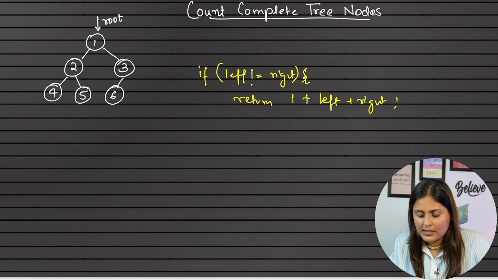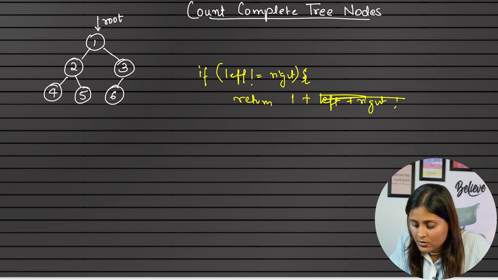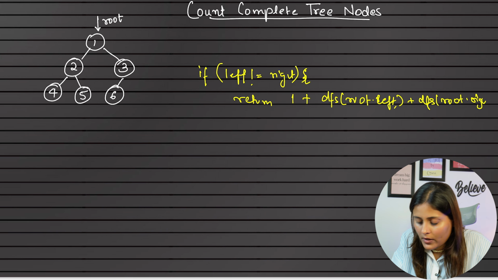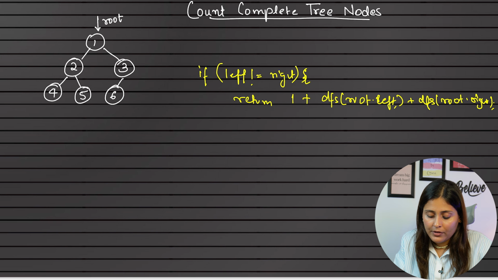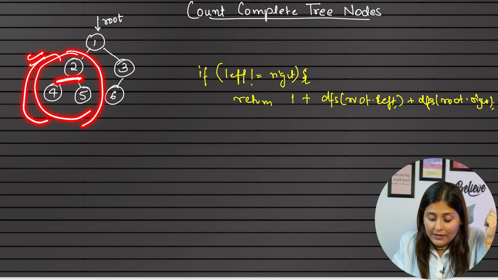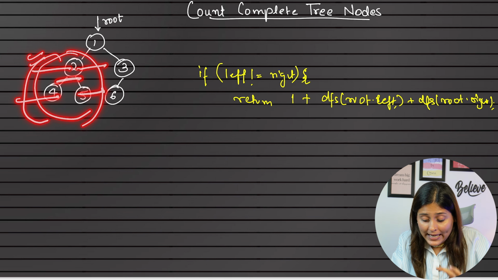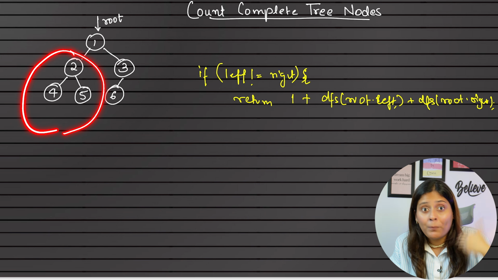Left and right is nothing but going towards the left side and the right side. Like this is a DFS call. So let's say a DFS call with root dot left and a DFS call with root dot right. Now what will happen? We'll go towards this side. Now for this call, 2 is the root, correct? So again the left height will be 1, 2 and the right height will be 1, 2. So in this case the left height is equal to the right height. So in this part we don't need to break further.